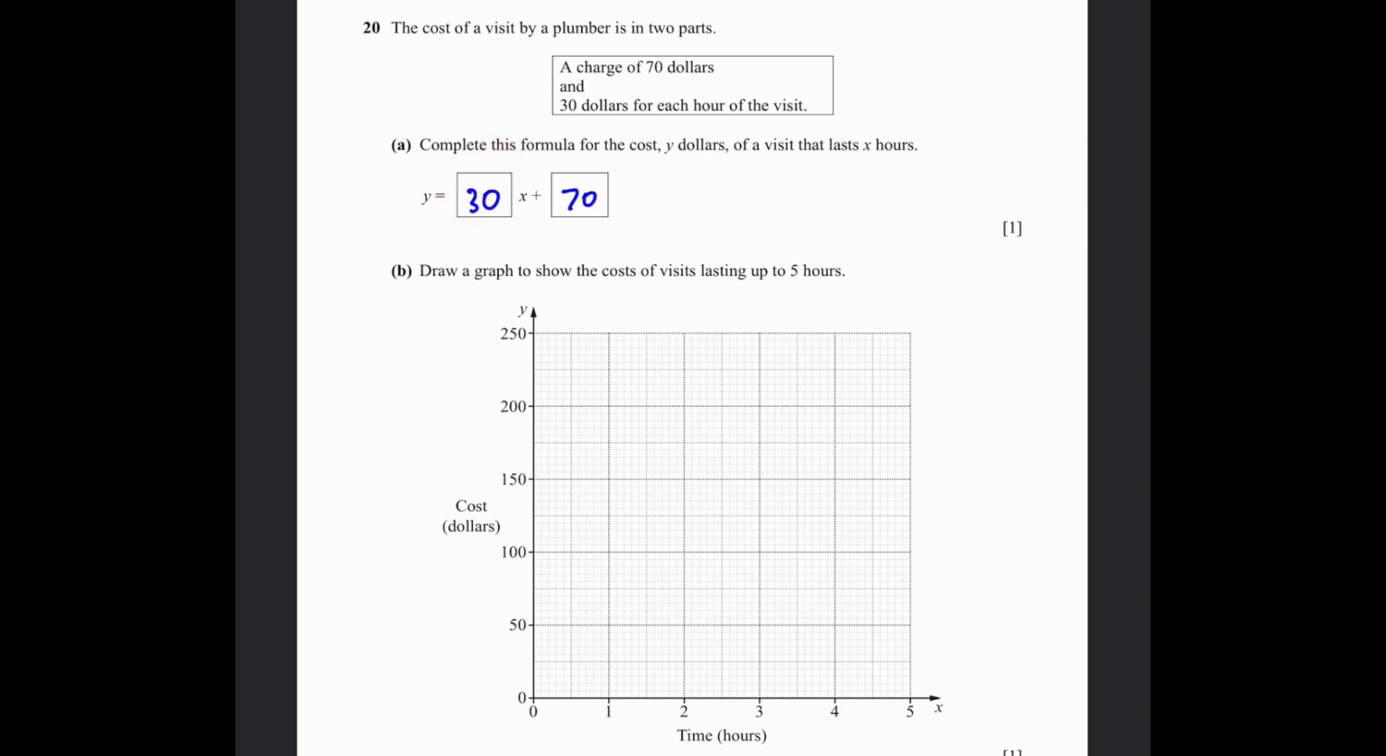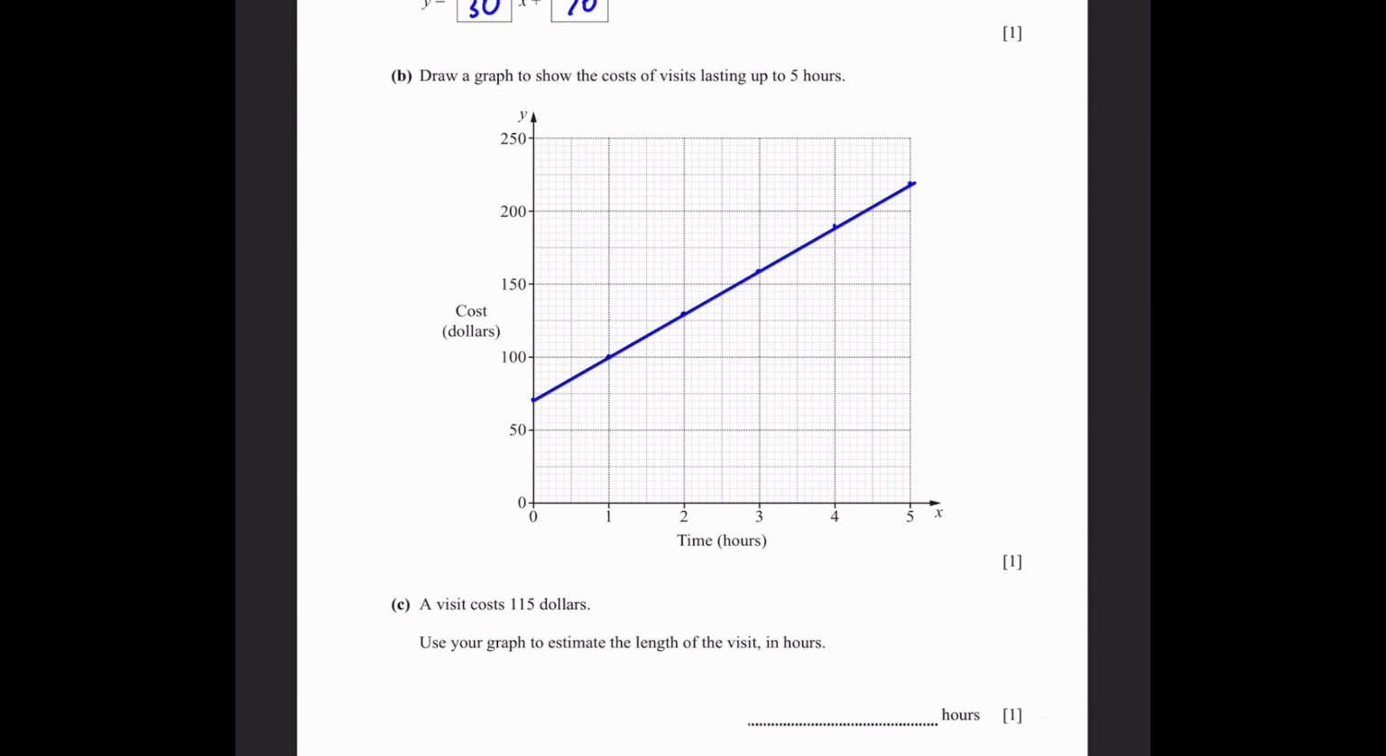B. Draw a graph to show the costs of visits lasting up to 5 hours. So x is the hours and y is the cost. That means when x is 0, y will be 70 when you insert that in. When x is 1, y will be 100. x is 2, 130. Then when x is 3, it will be 160. When x is 4, it will be 190. When x is 5, 220. This is a straight line. Now we can just connect these dots and form a straight line like this.